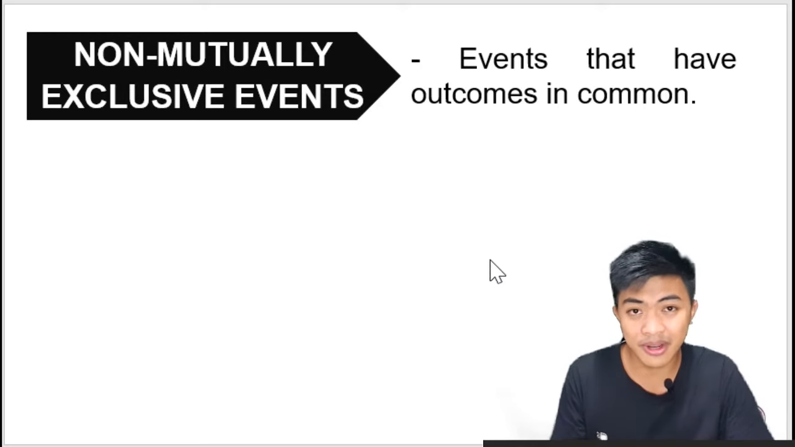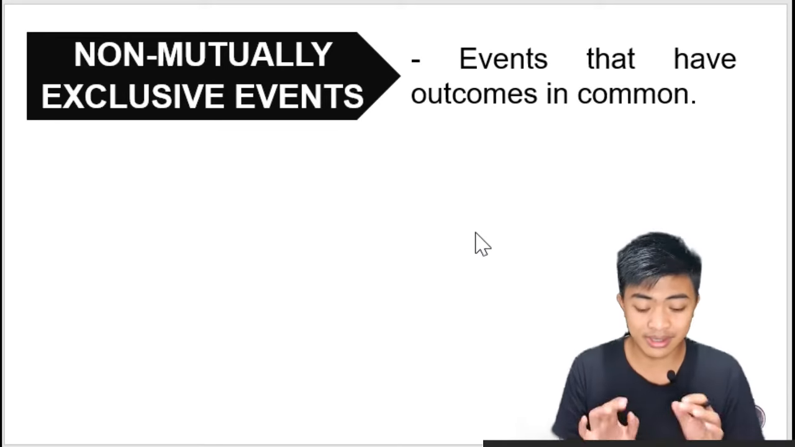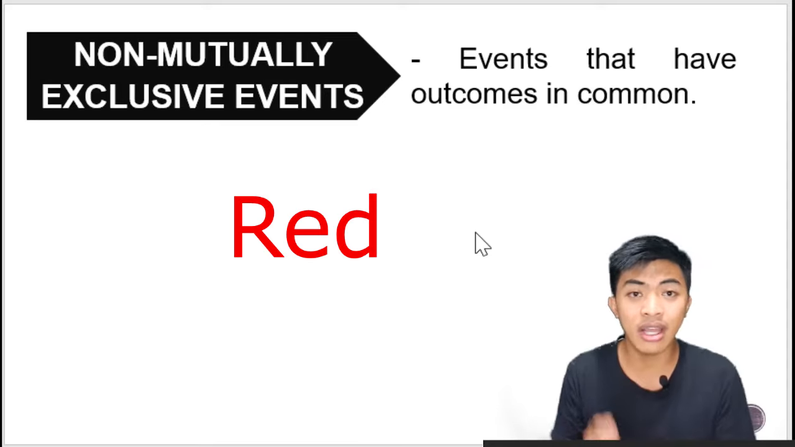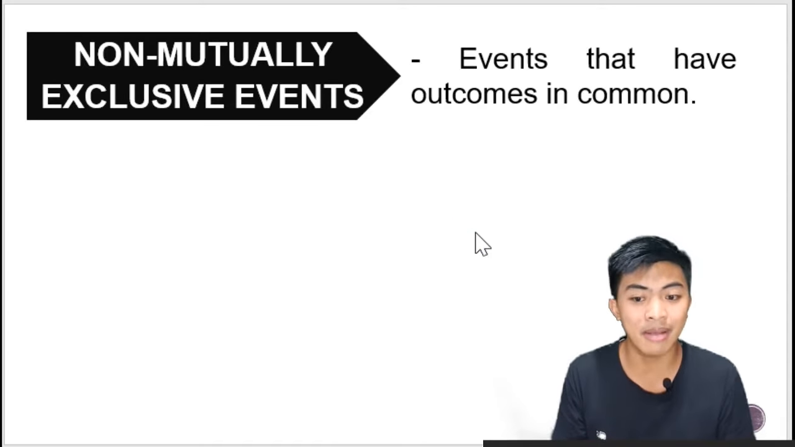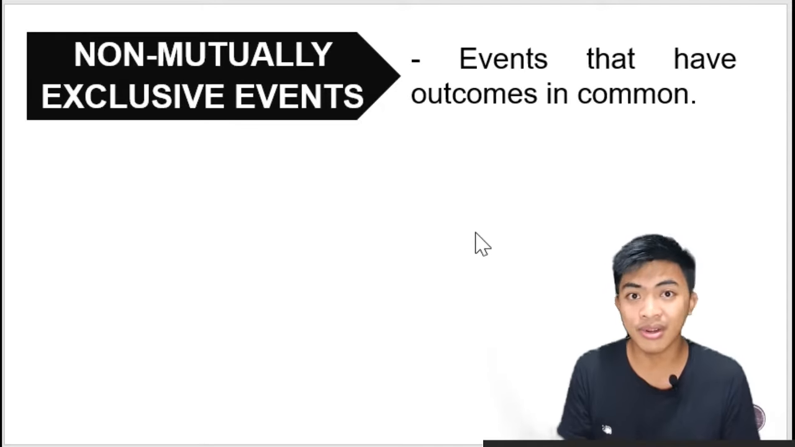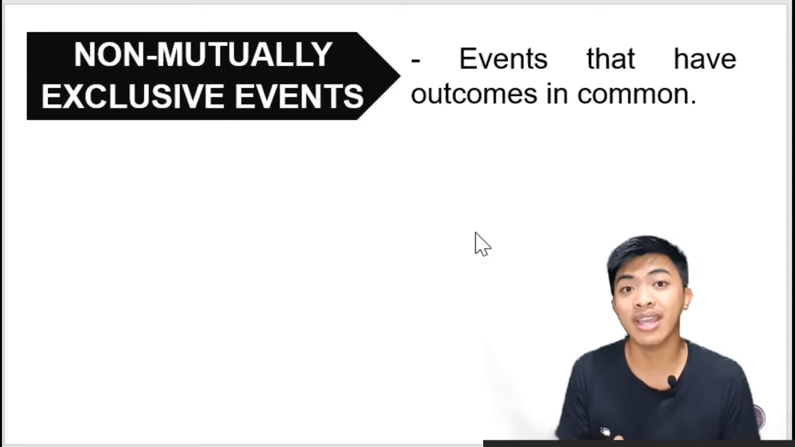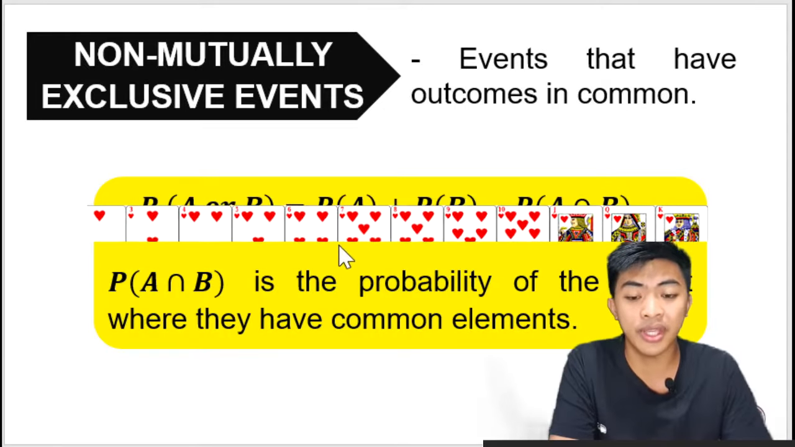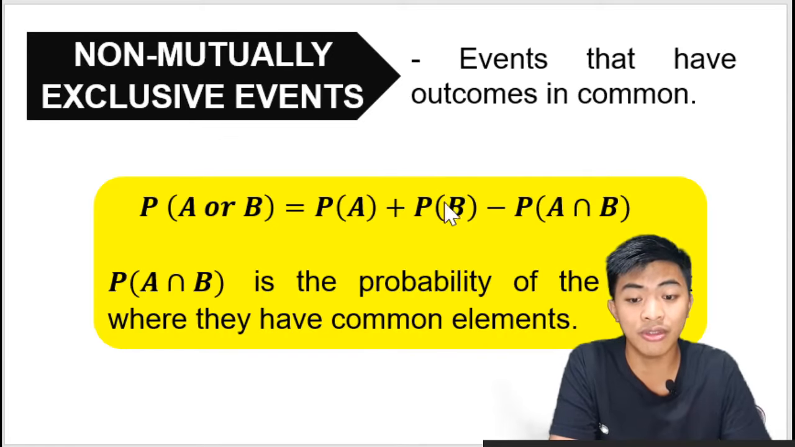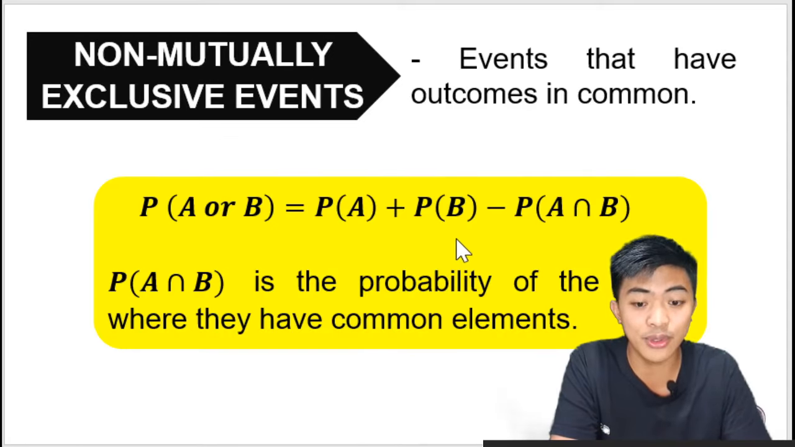Okay, so these are events that have outcomes in common. Example, in a standard deck of cards, getting a red card and getting a heart card are examples of non-mutually exclusive events, or inclusive events. There is a card that is red and a heart at the same time. We have to add the probability of those two events, but then we have to subtract the probability of the event where they have common elements.